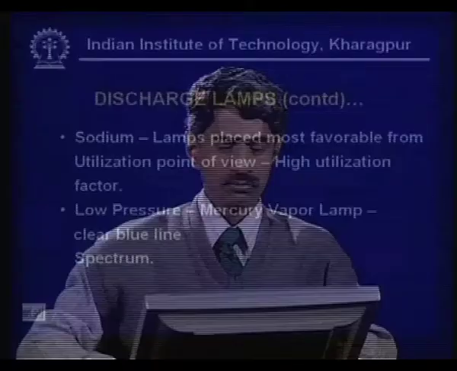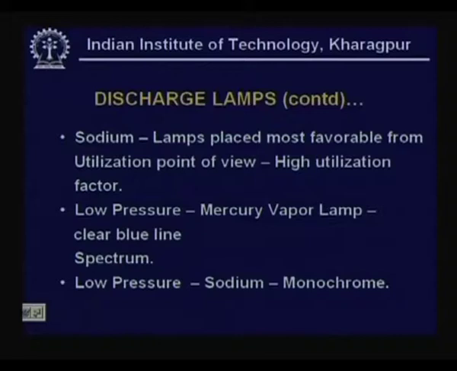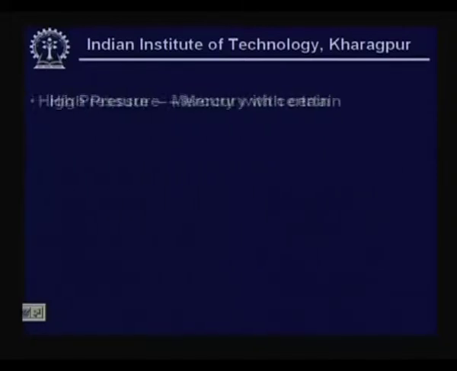That's the issue. So in doing this, we have an arc established, and the arc needs to be maintained. The arc color depends on the type of the gas or vapor employed, whereas the intensity of radiation depends on the current level, and therefore there are certain accessories required like starter, ballast, etc. The low pressure mercury vapor lamp has a clear blue line spectrum, whereas the low pressure sodium vapor lamp has clearly a monochrome yellow orange color.